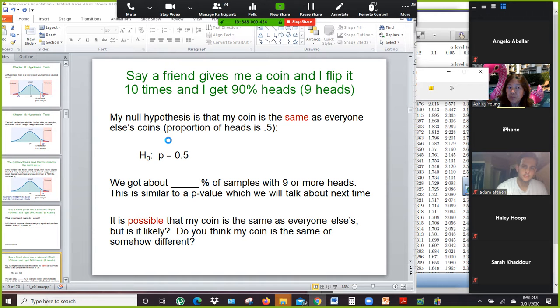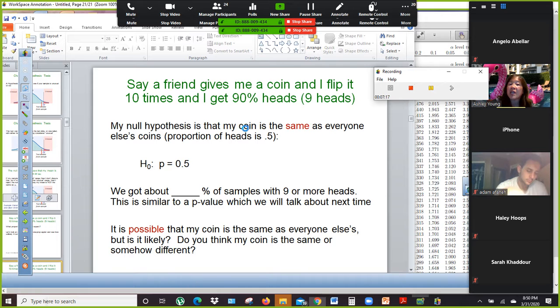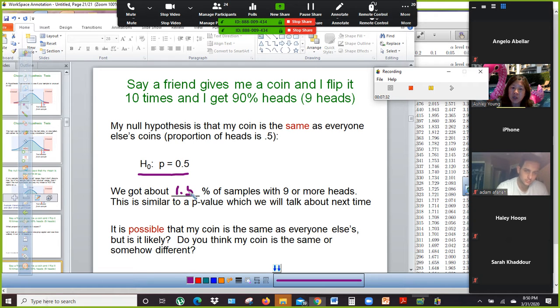So again, my null hypothesis is that my coin is the same as everybody else's. So my proportion of heads should be 0.5. That's my null hypothesis. Mine's the same as everybody else's. We got about, we'll say about 1.5% of the samples had 9 or more heads. That's similar to what we call a p-value, the probability of getting your sample. So the probability of getting 9 heads is 1.5%, because about 1.5% of them came up with 9 or more heads. So that's the probability.